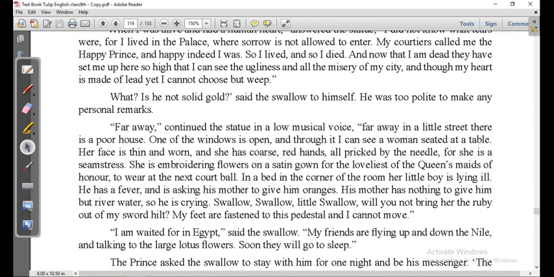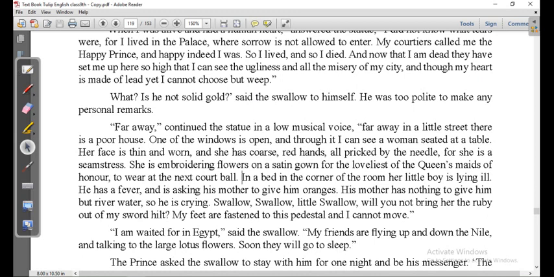At the next party, the queen's maid of honor is going to wear a gown, and this poor lady is embroidering the flowers on that satin cloth. Satin means a very silky cloth, which gives a proper reflection.